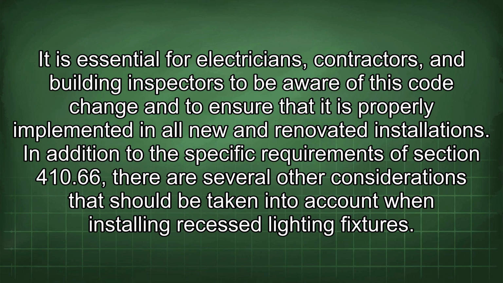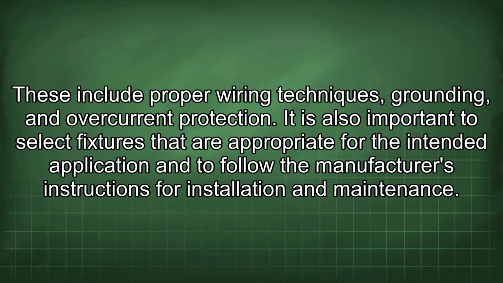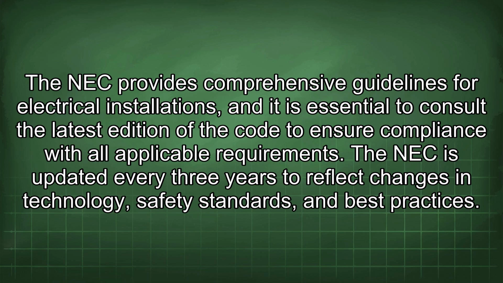In addition to the specific requirements of Section 410.66, there are several other considerations that should be taken into account when installing recessed lighting fixtures. These include proper wiring techniques, grounding, and overcurrent protection. It is also important to select fixtures that are appropriate for the intended application and to follow the manufacturer's instructions for installation and maintenance. The NEC provides comprehensive guidelines for electrical installations, and it is essential to consult the latest edition of the code to ensure compliance with all applicable requirements.